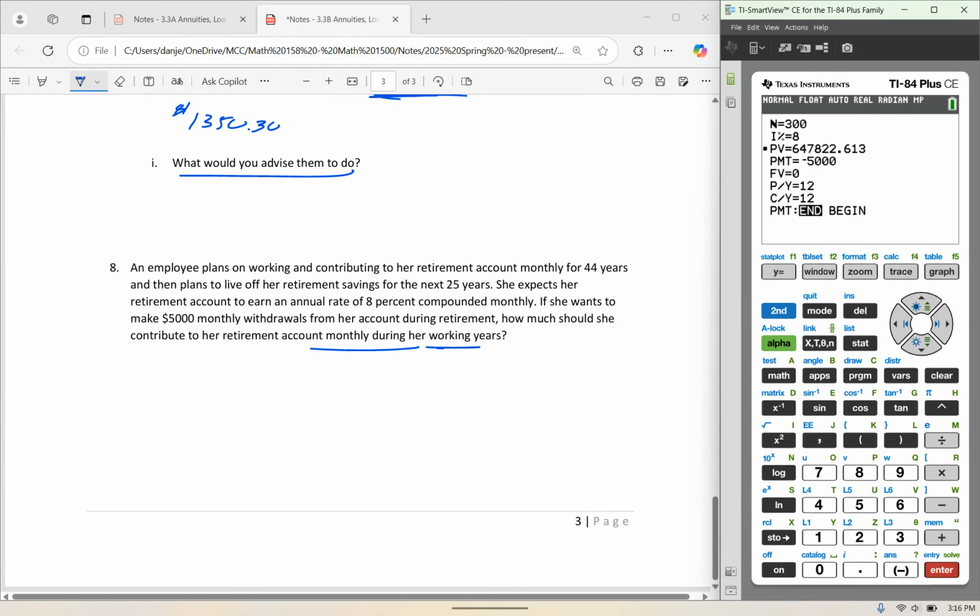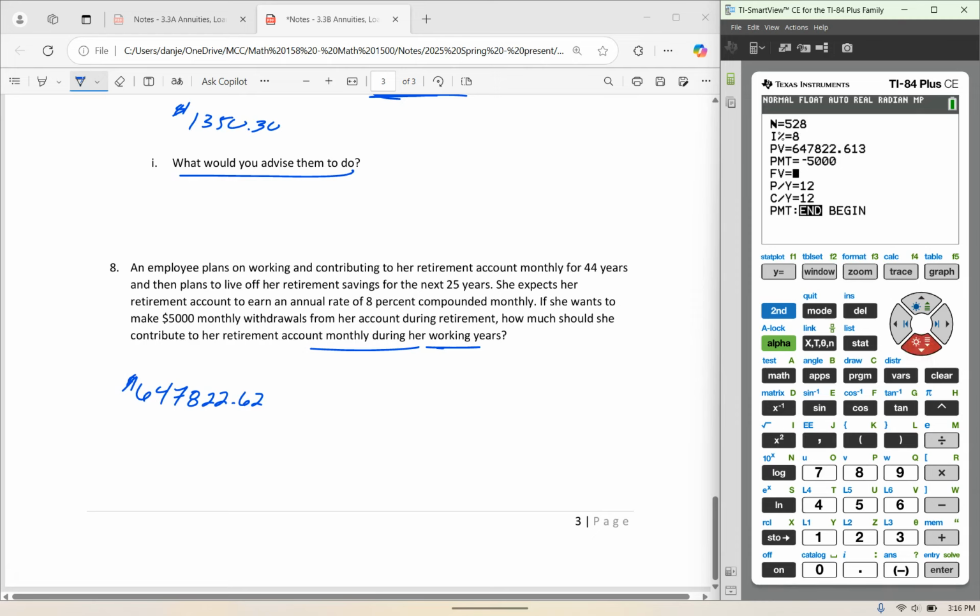I'll solve for the present value. She would need her account to be worth $647,822.05 when she retires. Now she's got 44 years. So 44 years times 12 months per year. She's got 528 months in order to save that up.